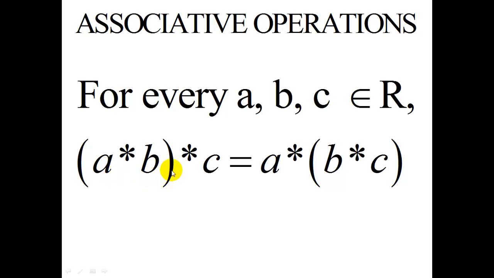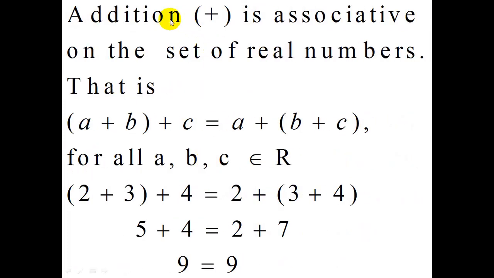On the left hand side, the bracket is enclosing A operated on B. On the right hand side, the bracket is enclosing B operated on C. Now, if the left becomes equal to the right, then it means that the operation is associative. Now, addition is associative on the set of real numbers. Why are we saying that addition is associative?